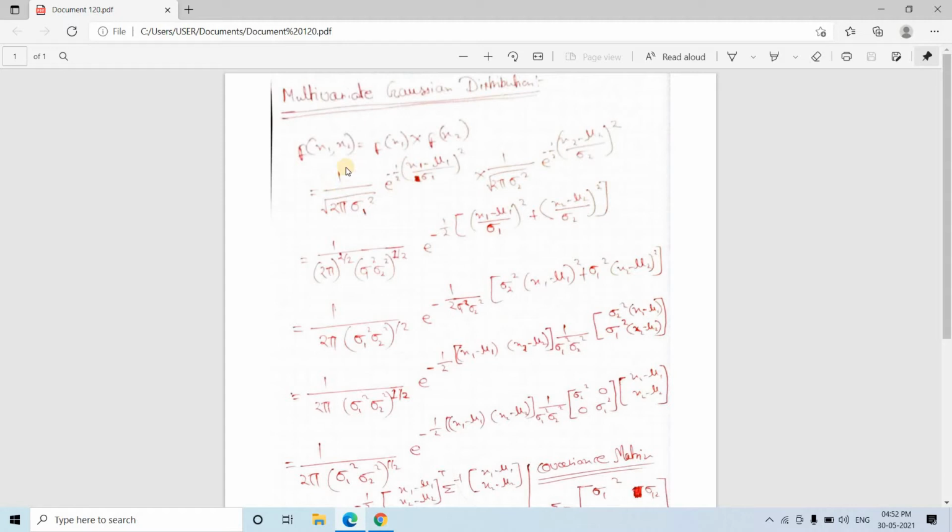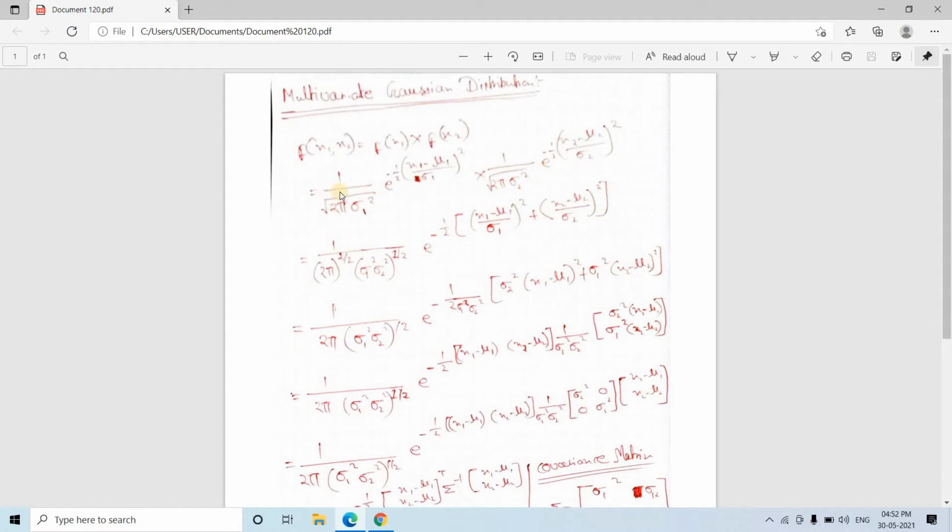Then no doubt the equation is going to be 1 by root over of 2 pi sigma 1 square, multiplied by e to the power minus half of (x1 minus mu1 by sigma 1) whole square, multiplied by 1 by root over of 2 pi sigma 2 square, multiplied by e to the power minus half multiplied by (x2 minus mu2 by sigma 2) whole square. Right, now what we will be doing is taking the exponent terms together, and the 1 by root over of 2 pi sigma 1 square and 1 by root over of 2 pi sigma 2 square together, and we will be getting this one.